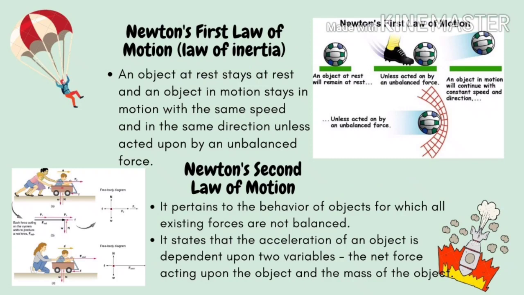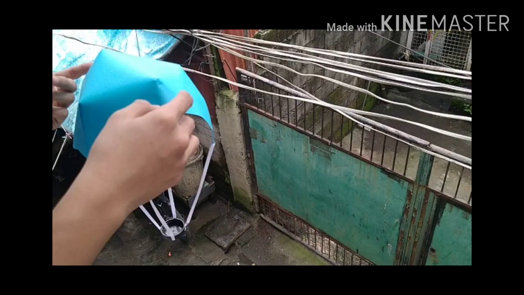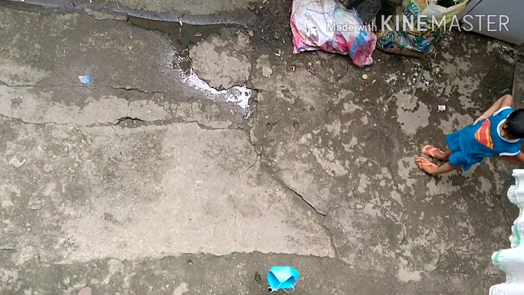So let's proceed to Newton's laws of motion. The first law of motion is the law of inertia. It states that an object at rest stays at rest, and an object in motion stays in motion. This is an example of the law of inertia in this activity. The parachute will remain at rest because it's still in my hand. And when I let go of the parachute, it remains in motion.